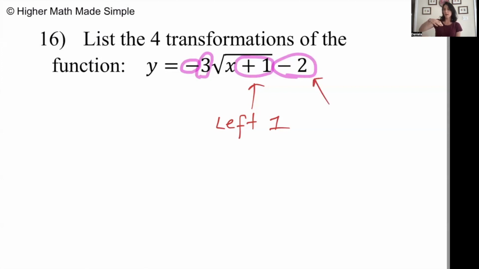Vertical shifts are when you add or subtract outside the function. Notice it's outside the radical. That would be more intuitive. If you think minus, you would think it's going down 2 units. So vertical shifts are exactly what you think.